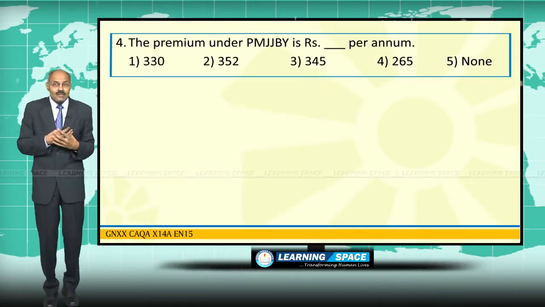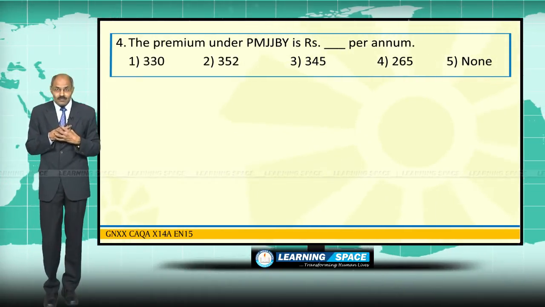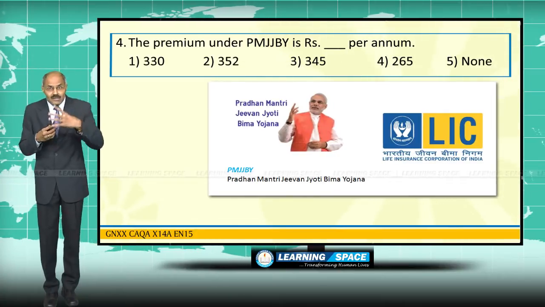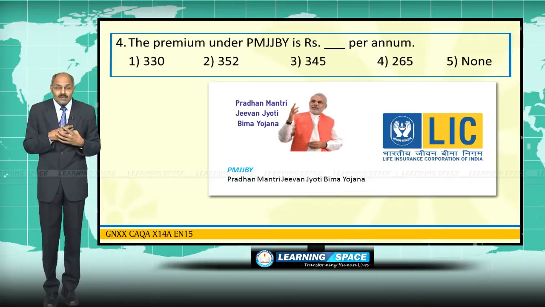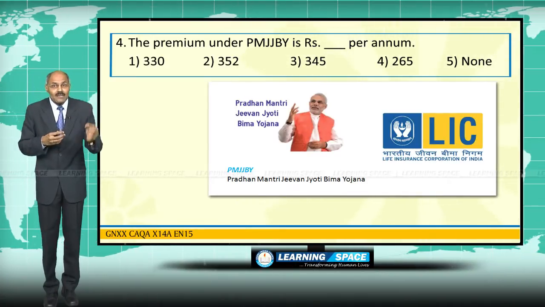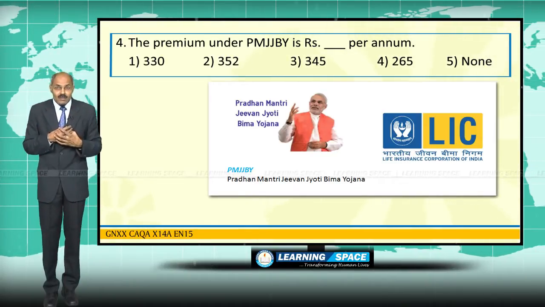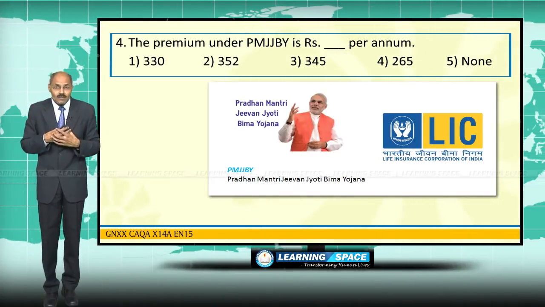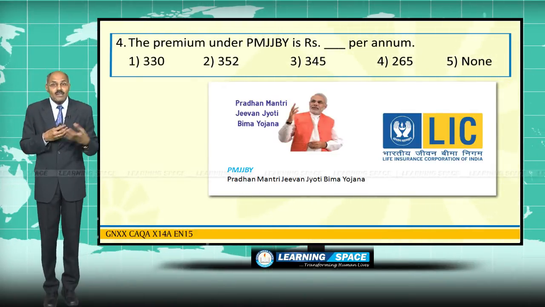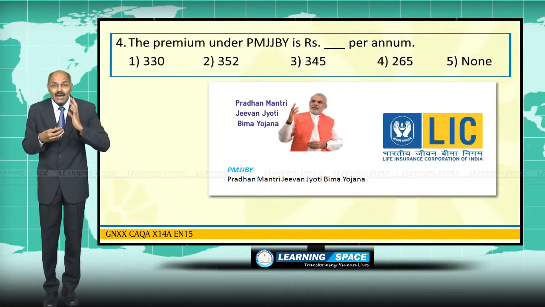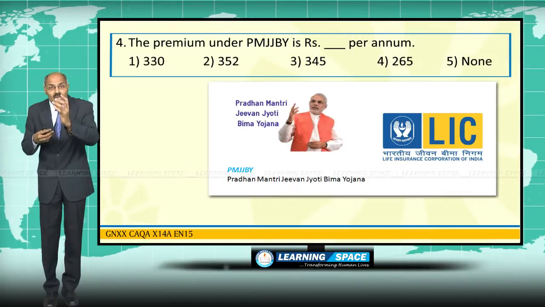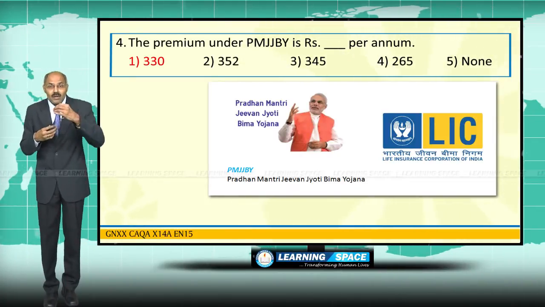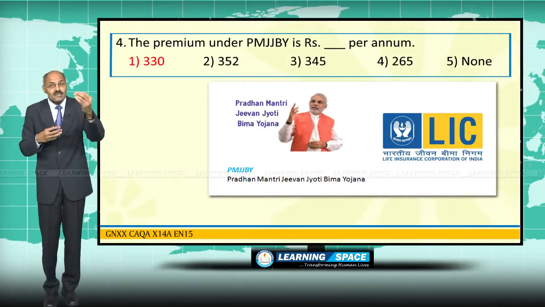The premium under Pradhan Mantri Jeevan Jyoti Bhima Yojana. Pradhan Mantri Jeevan Jyoti Bhima Yojana recently announced in the budget, and this is open for individuals between 18 to 50 years. Please don't forget, Pradhan Mantri Jeevan Jyoti Bima Yojana is insurance scheme. In the age group of 18 to 50 years, if someone dies, whatever the reason, he will get rupees 2 lakh. And the premium here is rupees 330 per annum.